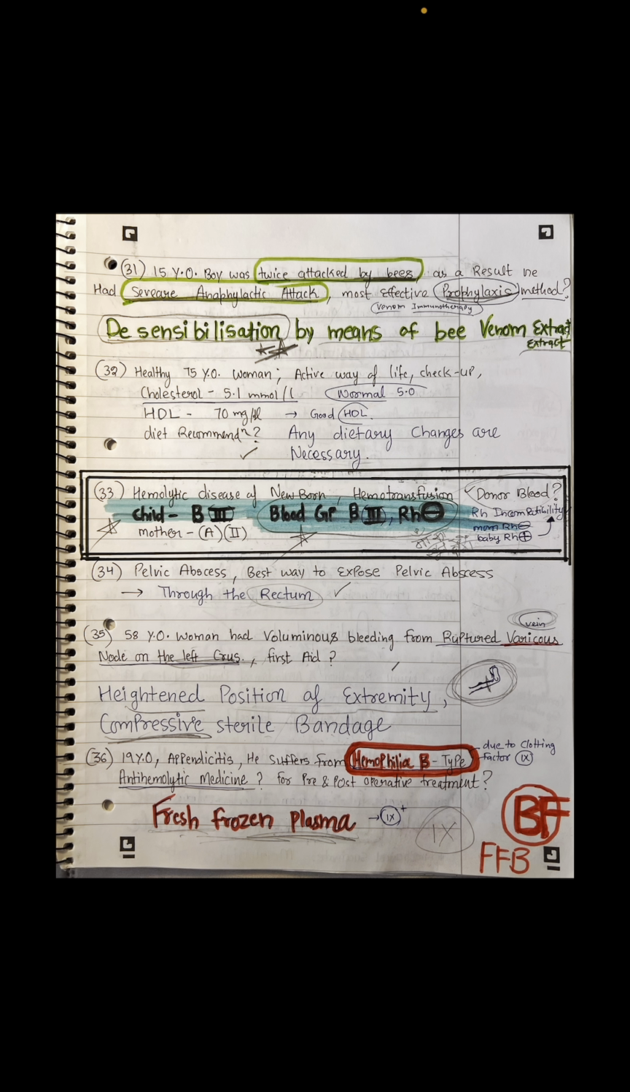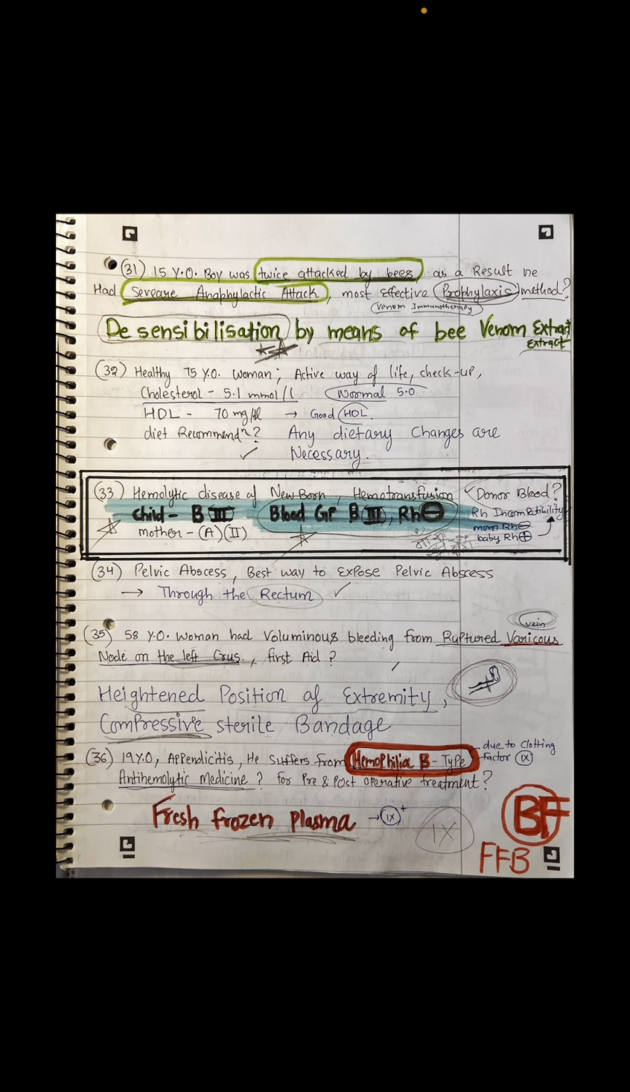So what happens is the immune system will get the habit of that venom. So in case tomorrow or a day after, if the patient gets the bee attack another time or bee sting, the patient's immune system is not going to react in a way that it will lead to severe anaphylactic attack.